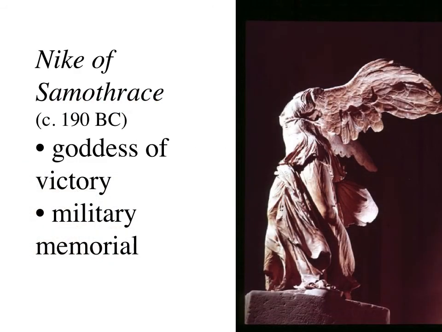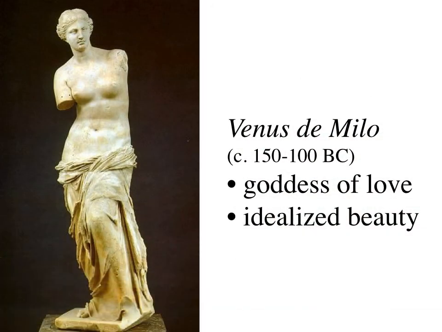This is Nike of Samothrace, and she is one of the most beautiful examples of the Hellenistic style. Truly a body in motion. She appears to have just alighted, and you can see the effect of wind on the fabric. Nike is the goddess of victory, and this is actually a military memorial commemorating a naval victory, but we can see the wind, we can see the motion, and it is meant to produce sort of an overwhelming response in us. It's an emotional work of art.